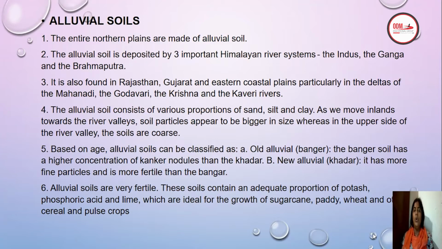So based on age, alluvial soils can be classified as old alluvial, the Bhangar soil, which has a higher concentration of kankar nodules than the Khadar. Khadar is your new alluvial. It has very fine particles and it is more fertile than the Bhangar. And see, alluvial soils are very fertile. These soils contain an adequate proportion of potash, phosphoric acid, and lime, which are very ideal for the growth of sugarcane, paddy, wheat, and other cereals and pulses.